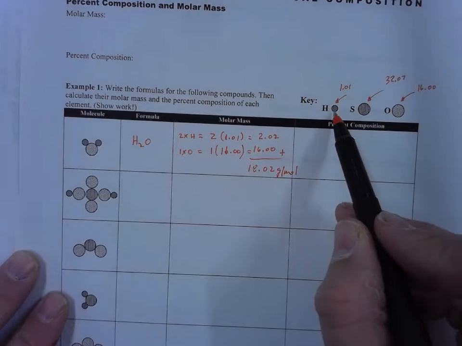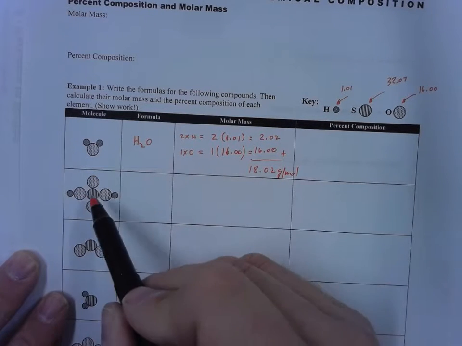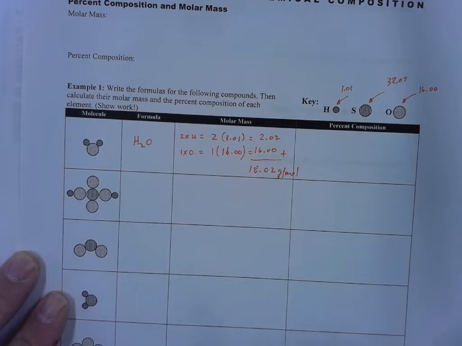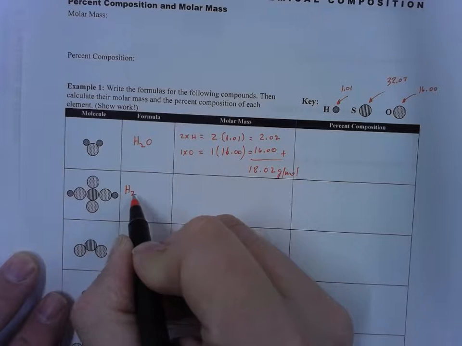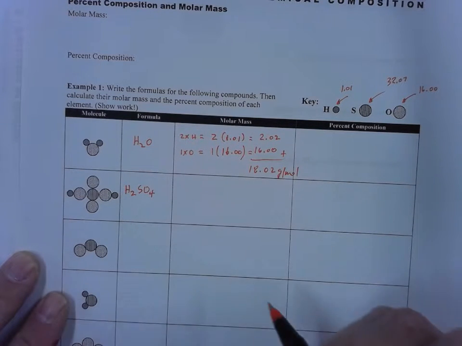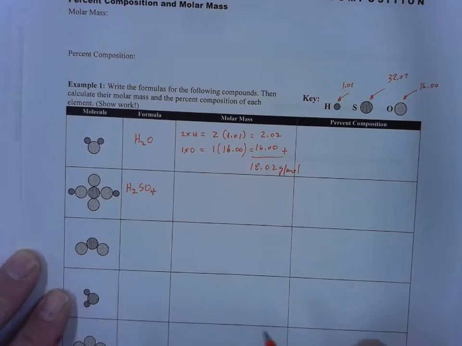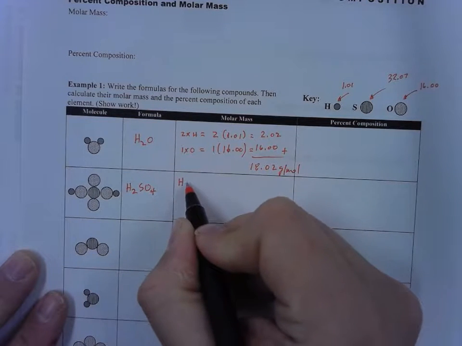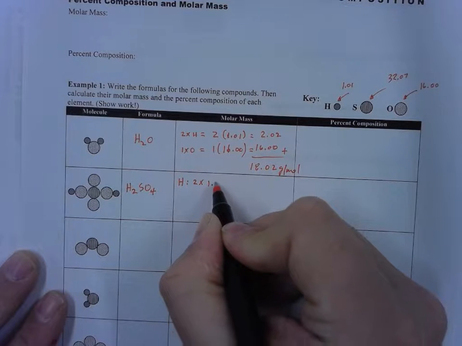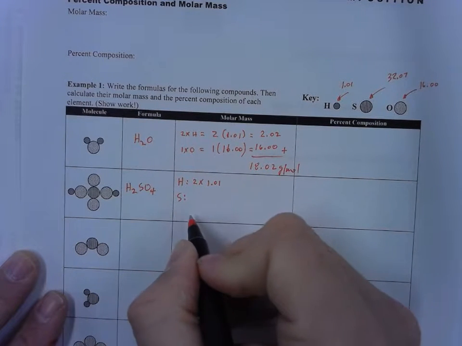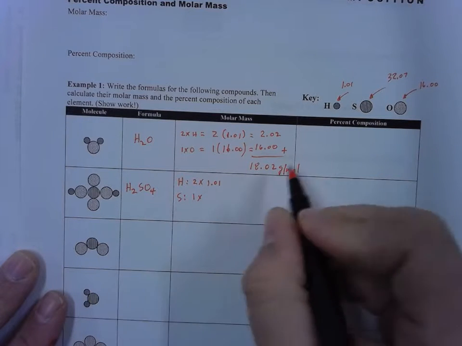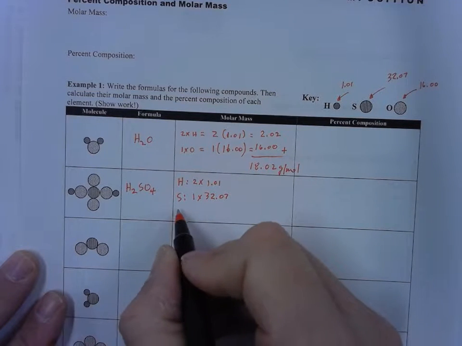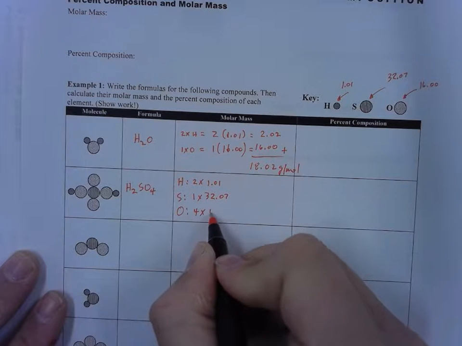Okay, so in this case we've got 1 sulfur, 4 oxygens, and 2 hydrogens. So H2, and that's sulfate SO4, H2SO4, and that's going to be sulfuric acid. So for our H's, 2 times 1.01. For our sulfurs, 1 times 32.07. And for our oxygens, 4 times 16.00.